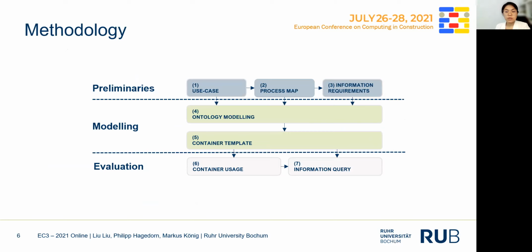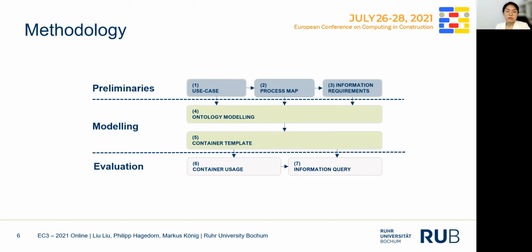As preliminaries, we first define a use case. Therefore, we choose the most executed work in a bridge construction project, the concrete placement. Regarding this use case, we analyze the workflow and determine it in a process map. We focus on the data exchange during the process and identify information requirements.